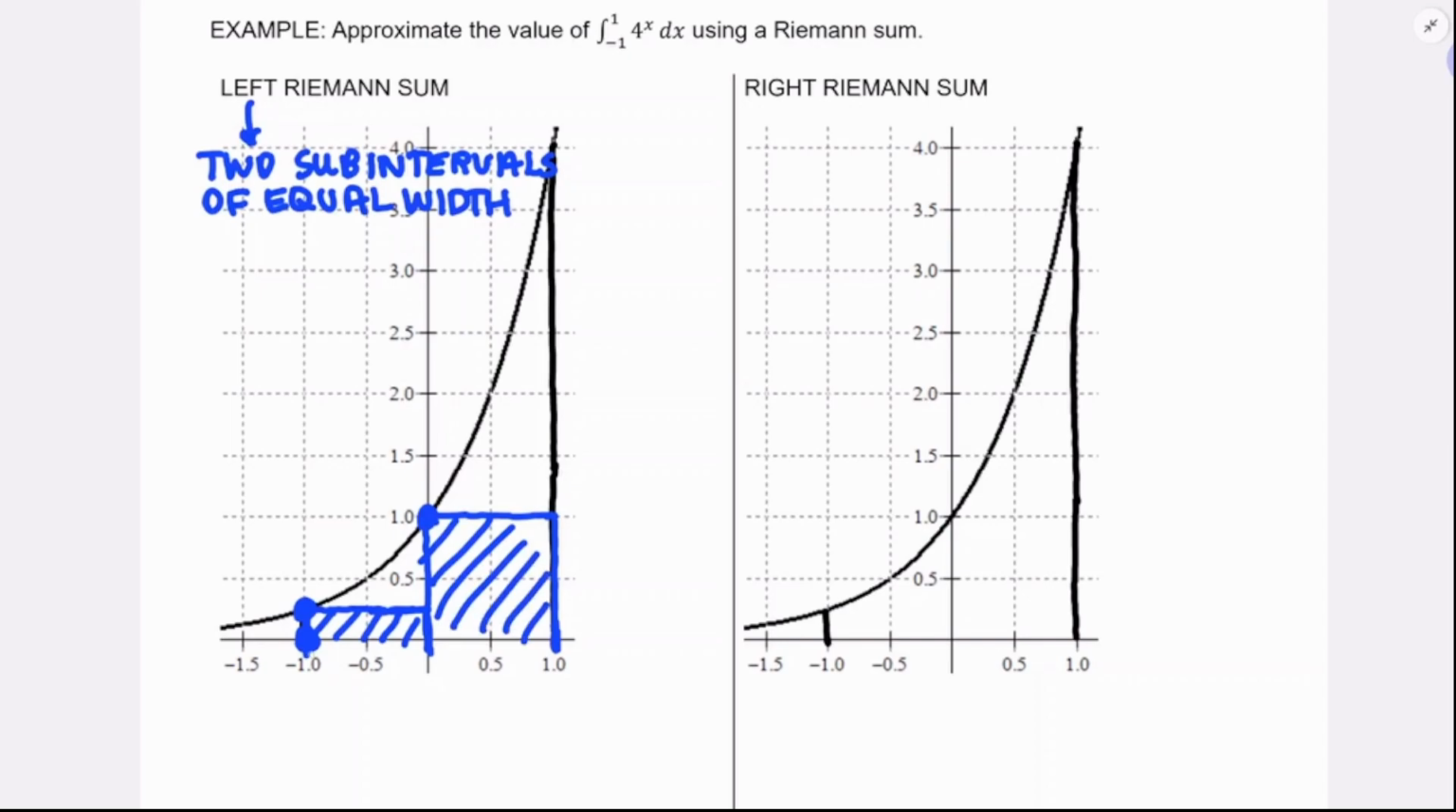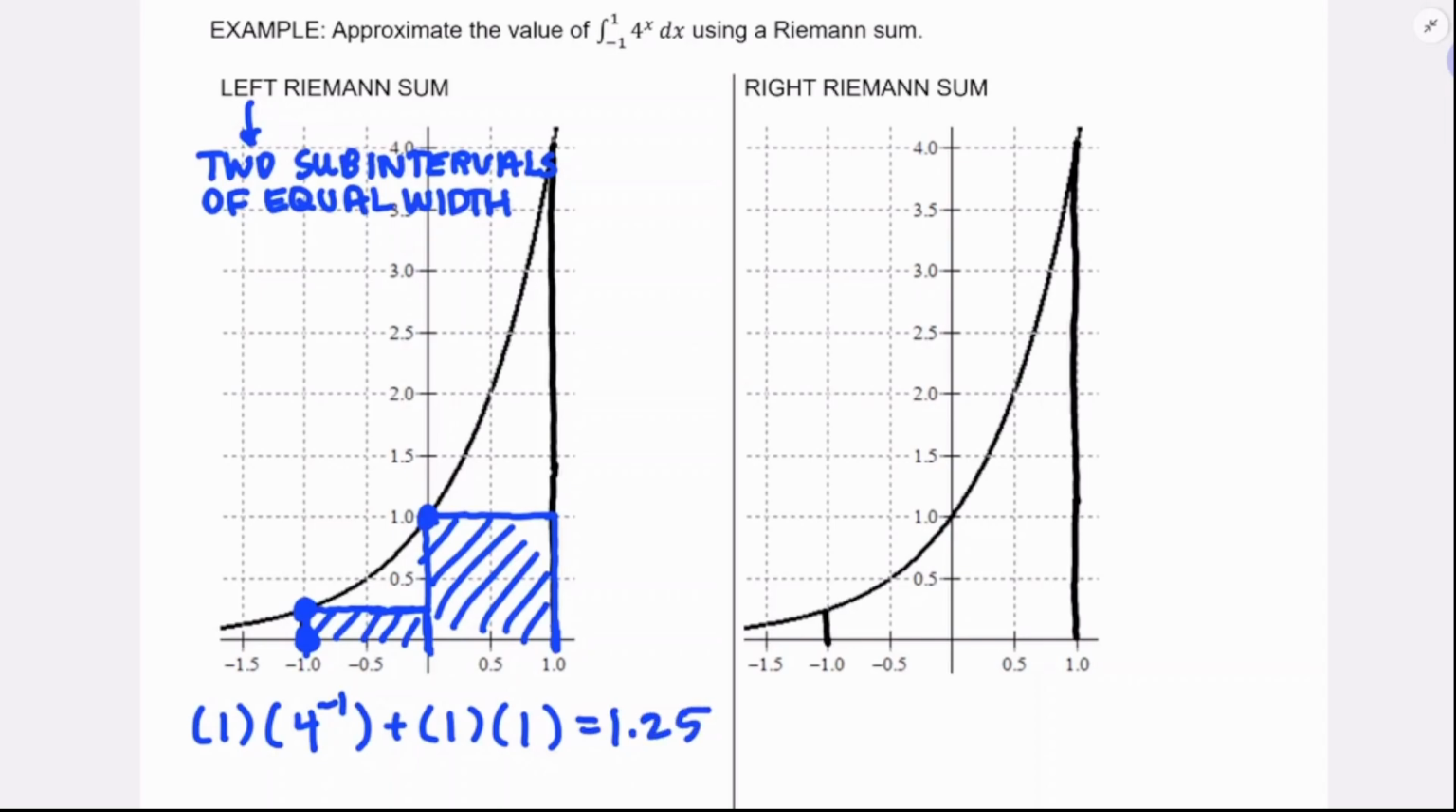So the width of each of them is 1. So the first one has width 1 and height, well, I can find that by taking 4 to the x. So that was 4 to the -1. And then I'm going to add, okay, the second one had width 1, and the height was pretty clearly 1. Okay, 4 to the -1 is 1/4, so 1 and a fourth, that's going to be 1.25.